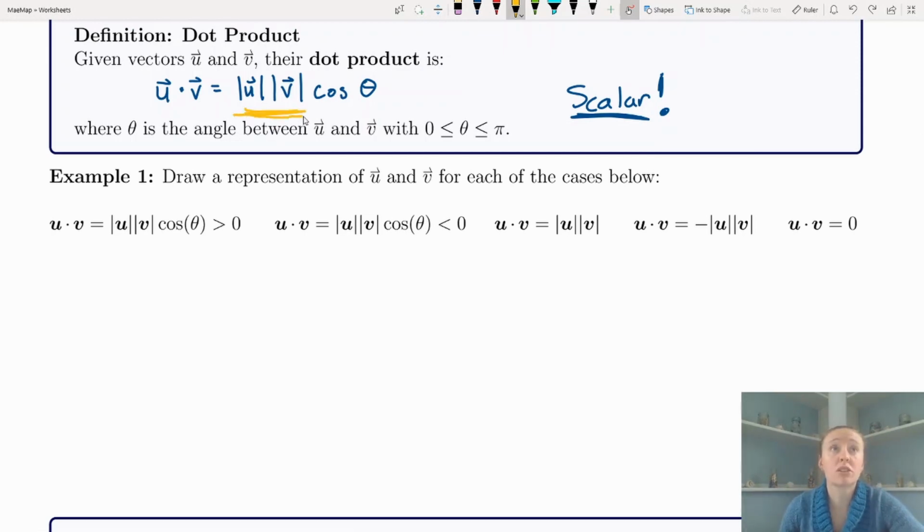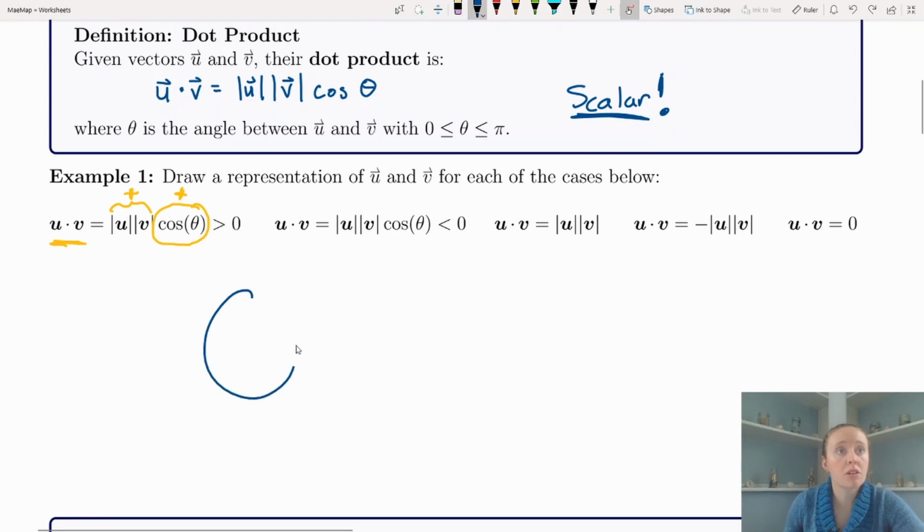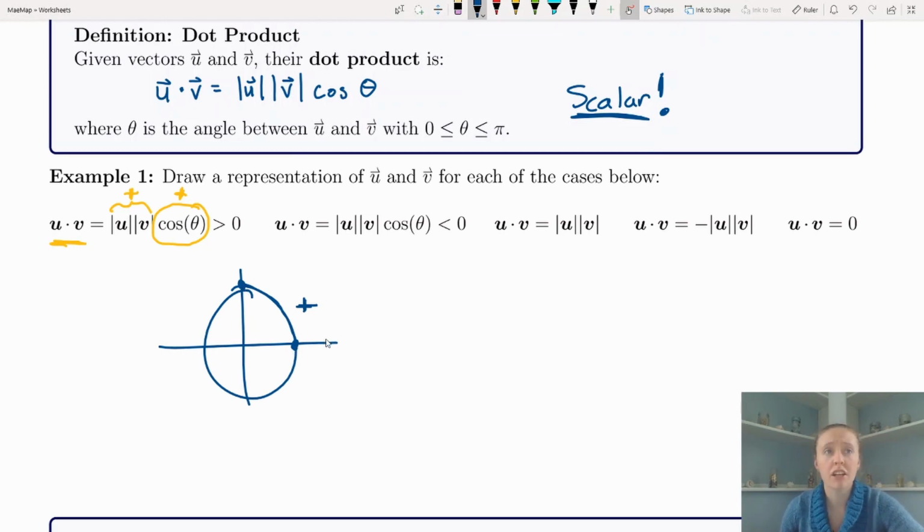So if the magnitude of u times the magnitude of v is positive, for this first part, whether or not u dot v is positive all depends on cosine of theta. Because if the magnitudes are positive, in order to get a number greater than 0, the cosine of theta also has to be positive. So all we have to ask ourselves is, on the interval between 0 and pi, when is the cosine of theta positive? Thinking about a unit circle from 0 to pi, so that upper half, cosine is positive from 0 to pi over 2. Not including 0 and not including pi over 2, but between those, cosine of theta is positive. So that means my angle is between 0 and pi over 2.